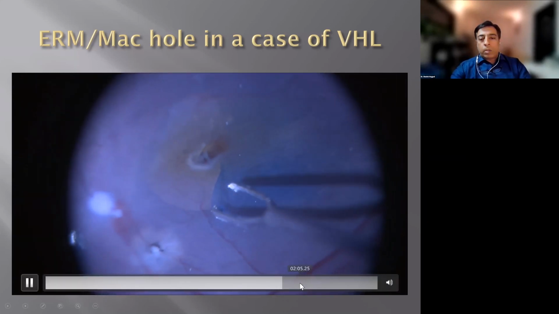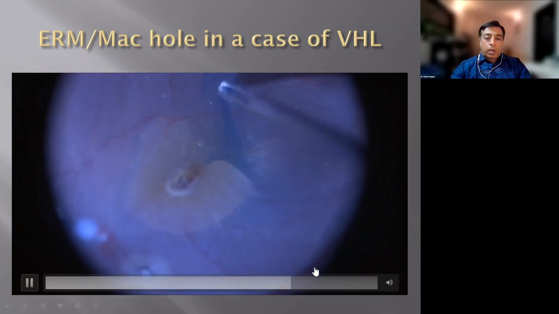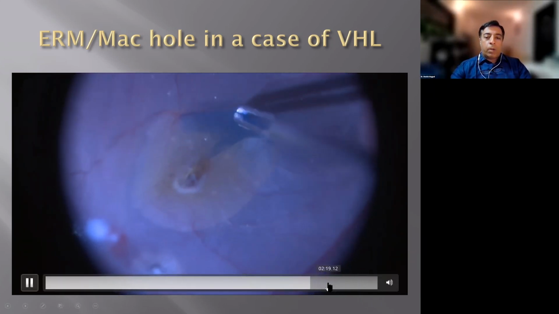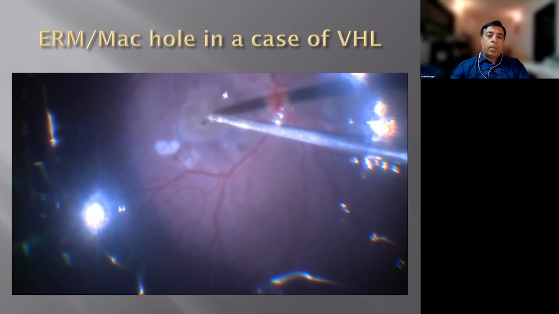So then, of course, after removing the traction on the surface, we removed the ILM also, and once again, the patient did quite well in this situation.